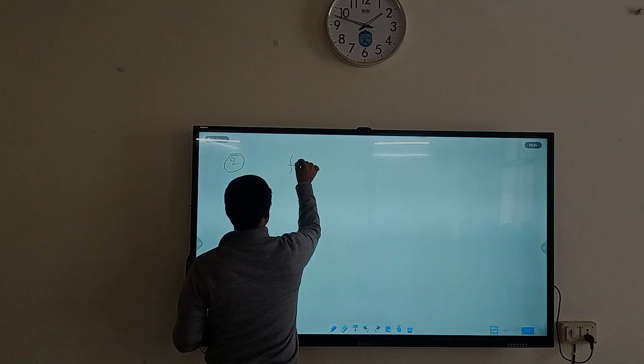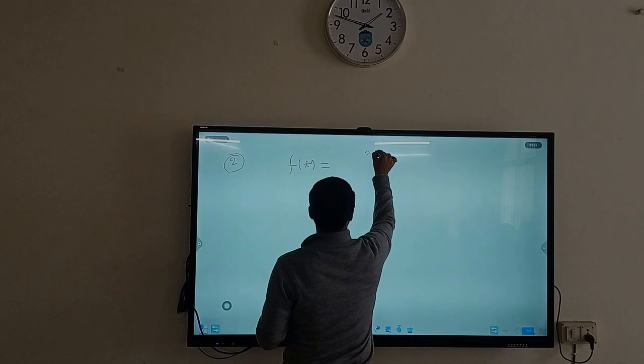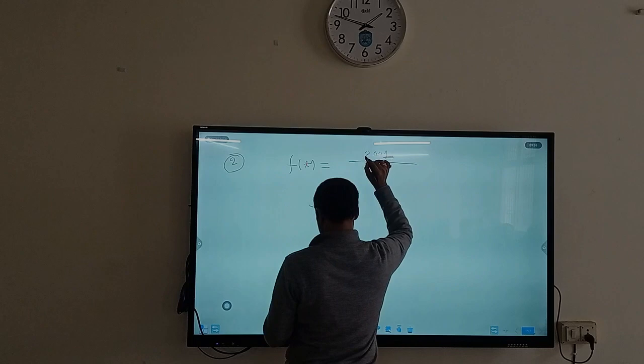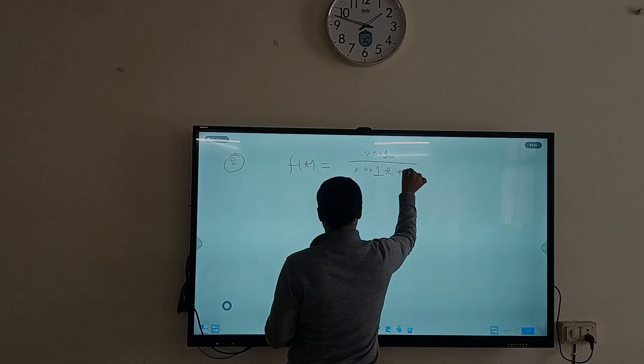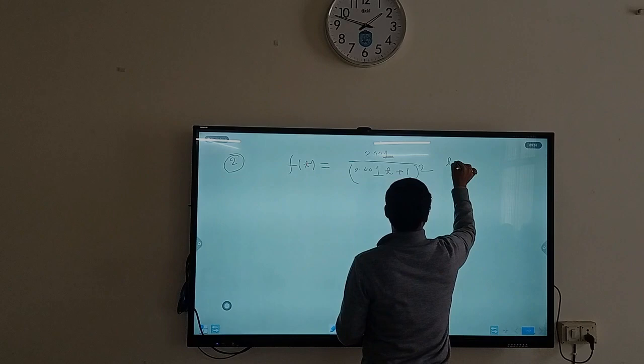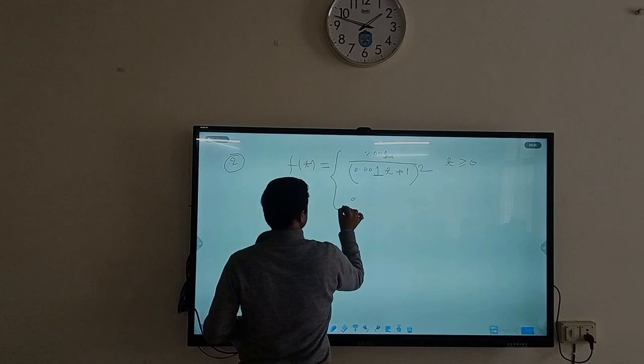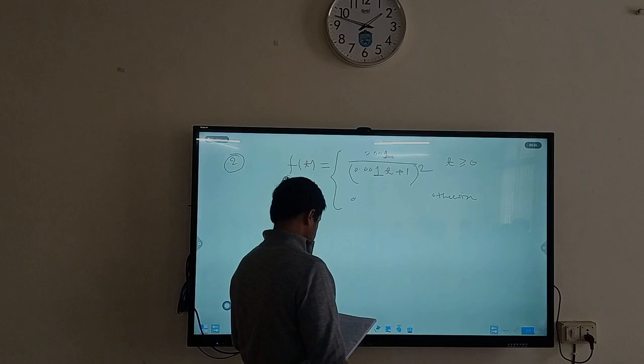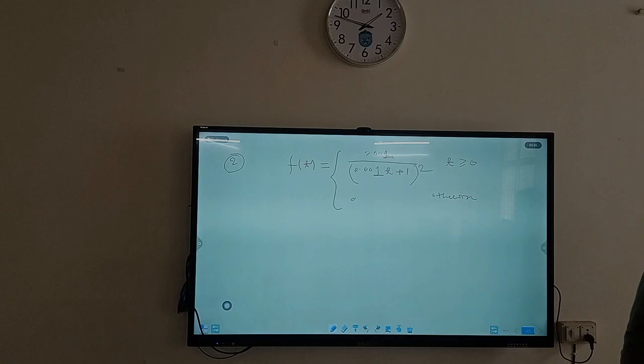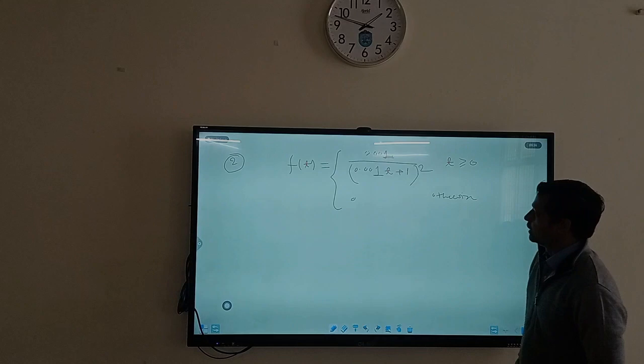And this distribution function is nearly the same, but the values are 0.001 upon (0.001t + 1) whole square. Okay, this is for t greater than or equal to 0, otherwise 0. That is the distribution function. That means the probability distribution function for a random variable t is given.